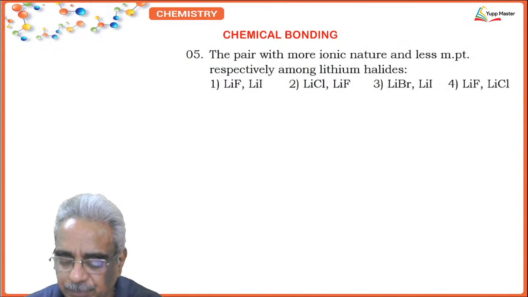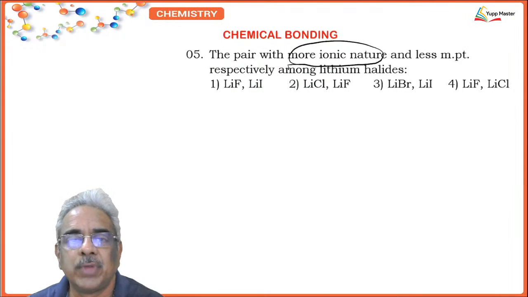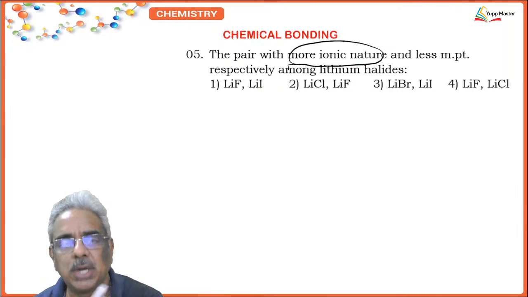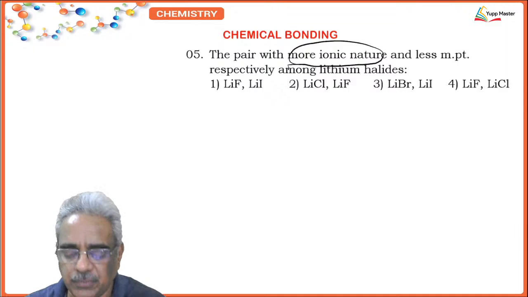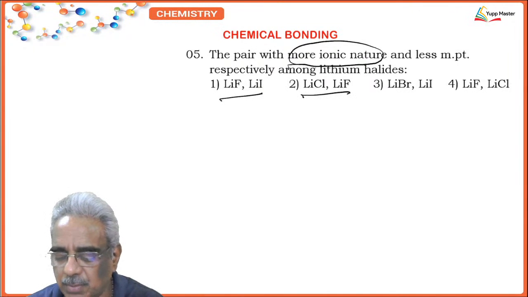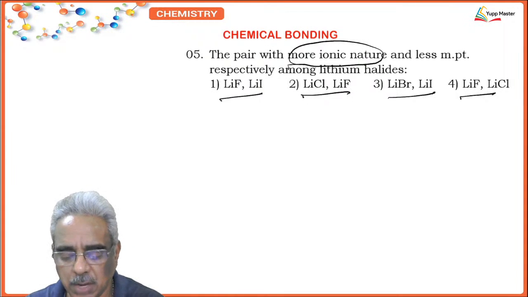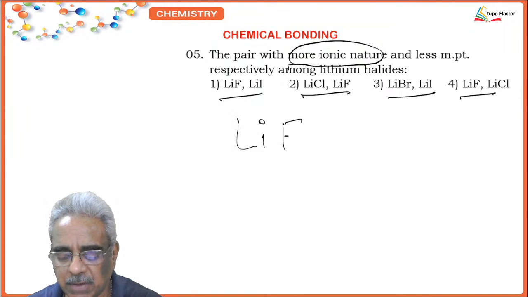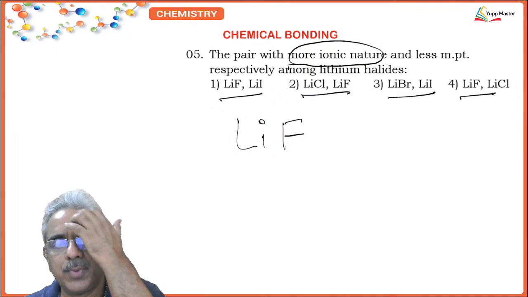Here he is asking for more ionic nature. So for more ionic nature, the cation should be large, the anion should be small, and both should have very low charges. Unfortunately or fortunately, all the pairs of compounds are given with lithium only, so no need to break our head to decide which is most ionic. Obviously, fluorine being most electronegative, lithium fluoride will have the highest ionic character. But what about less melting point?